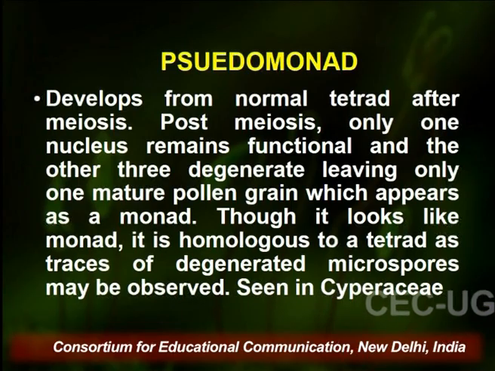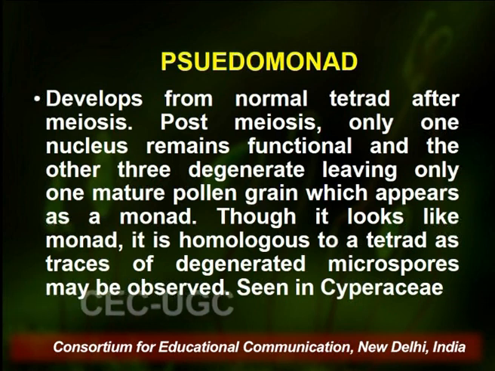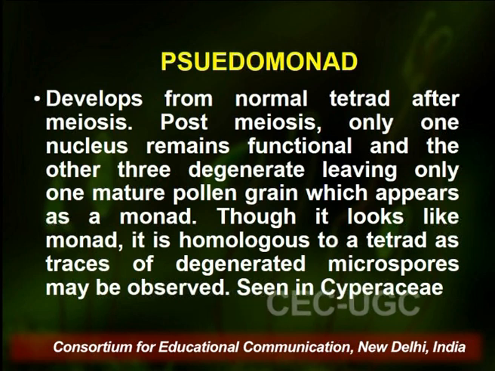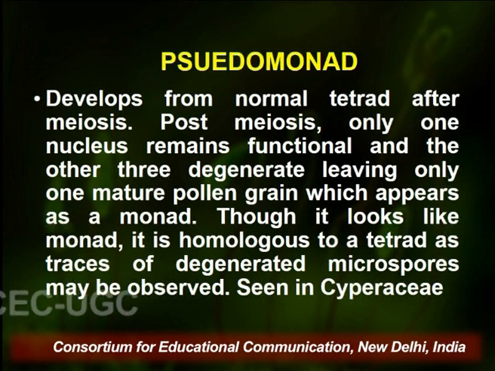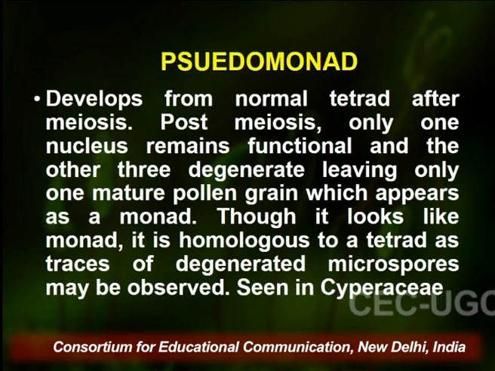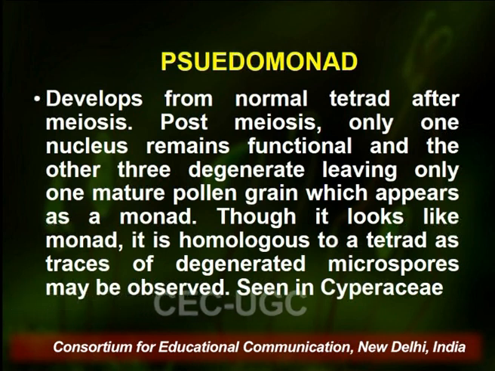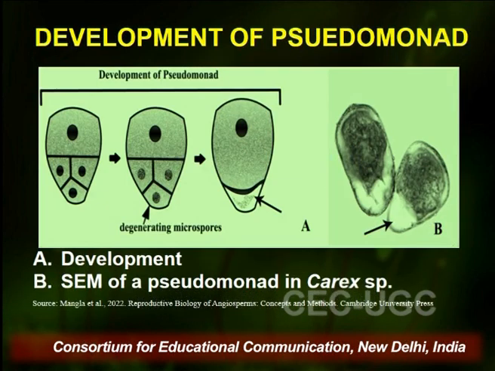Pseudomonad is actually a monad, but this is not a true monad. It develops from a normal tetrad. Tetrad means there are four pollen grains present after meiosis. Post meiosis, out of these four, only one nucleus remains functional, and the other three slowly degenerate, leaving only one mature functional pollen grain, which appears as a monad. Though it looks like a monad, it is homologous to a tetrad because there are four pollen grains, though the three have now started degenerating, and this is observed in Cyperaceae.